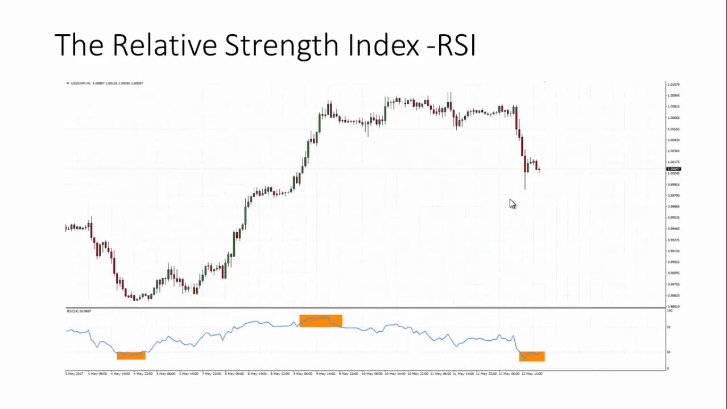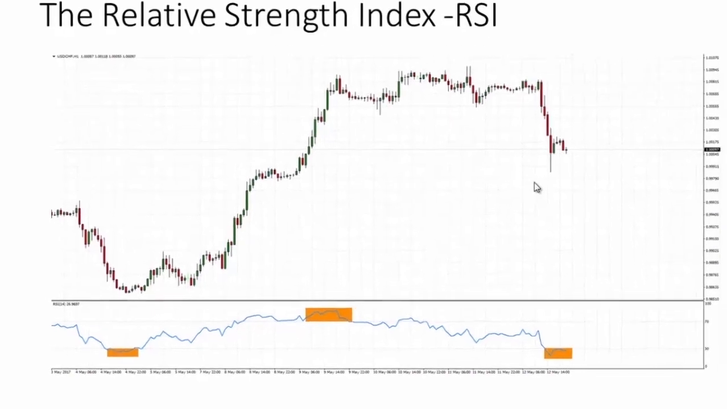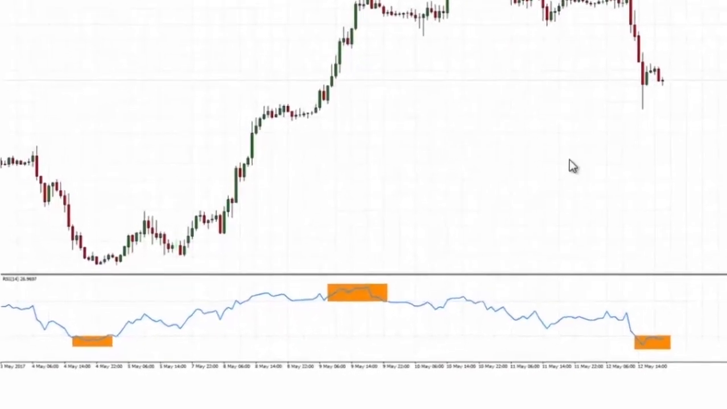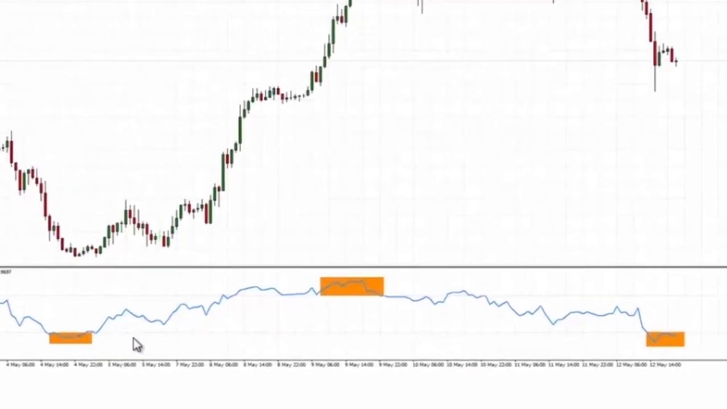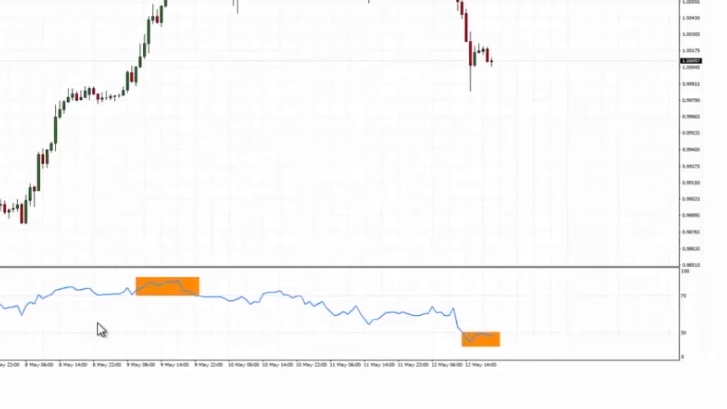The Relative Strength Index compares the magnitude of recent gains to recent losses in an attempt to determine overbought and oversold conditions of an instrument. As you can see from the chart, it ranges from 0 to 100.